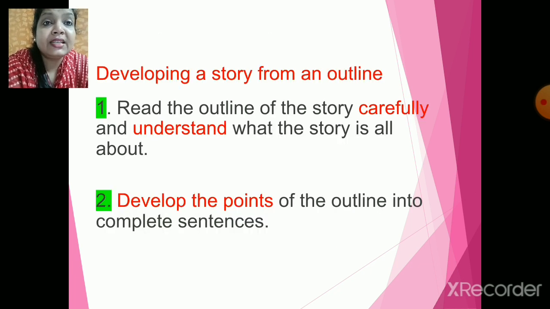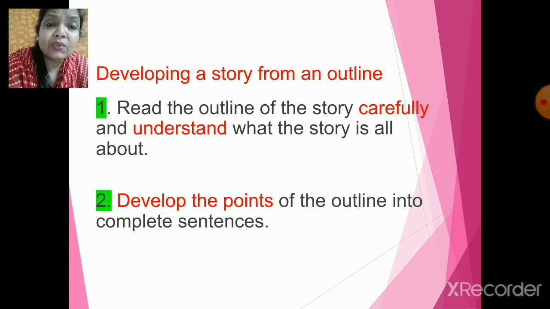Now, developing a story from an outline. The first thing is your teacher will be giving you an outline of the story. Now, how will you actually understand what the story is all about? Now, let us go to the first point. First thing, read the outline of the story carefully, okay, and understand what the story is all about. Yes, children. First thing is you have to read the entire outline, okay? Read the outline of the story and understand what the story is and what the sequence of the story is.